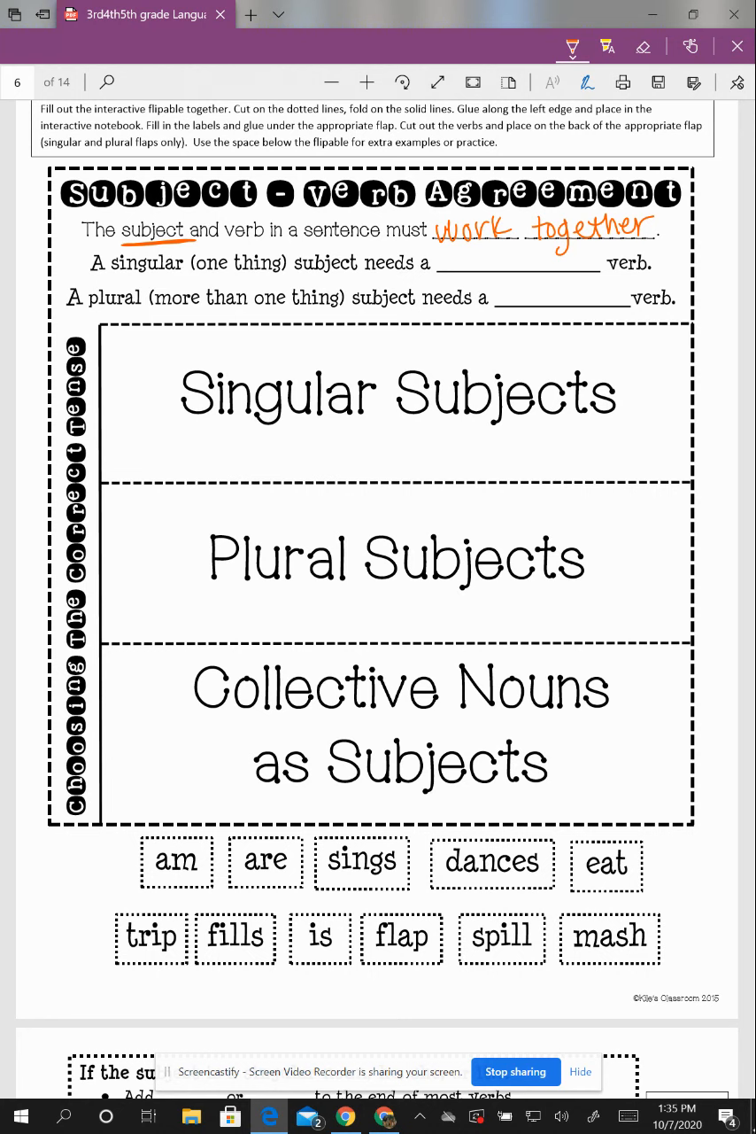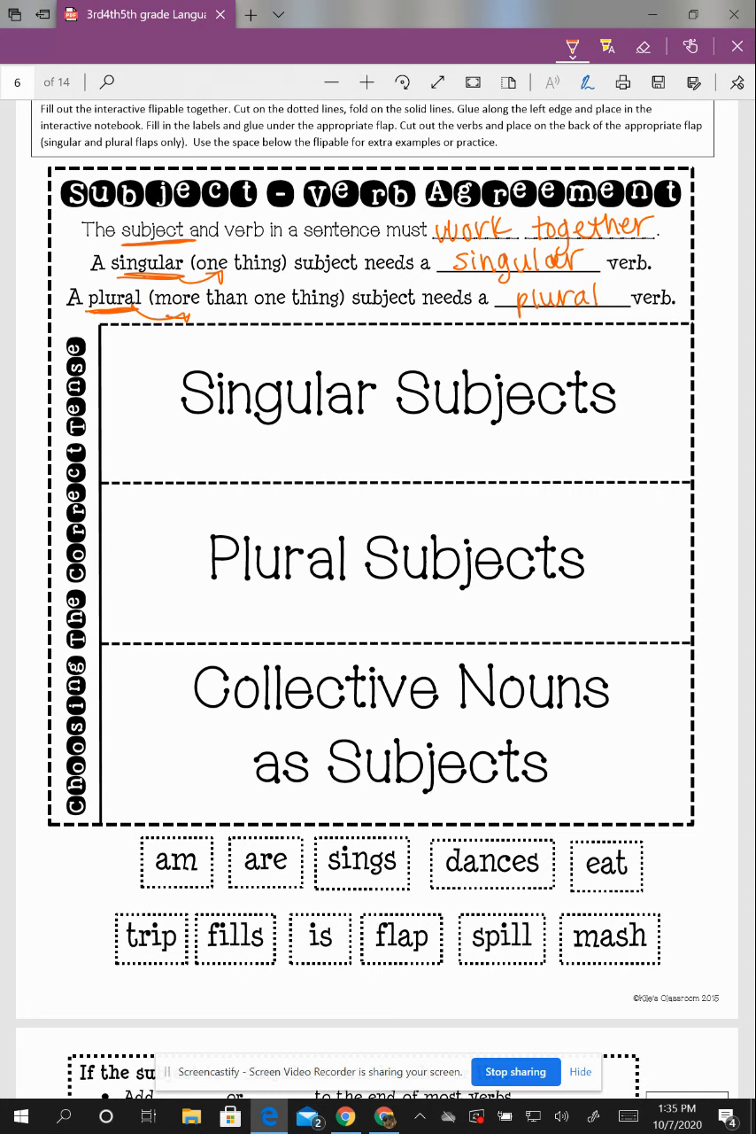Now, we know that the word singular means one thing. If it's a singular subject, it needs to have a singular verb. That makes sense. And if it's a plural subject, or we're talking about more than one thing, then it needs to have a plural verb. That makes sense. Those things go together.